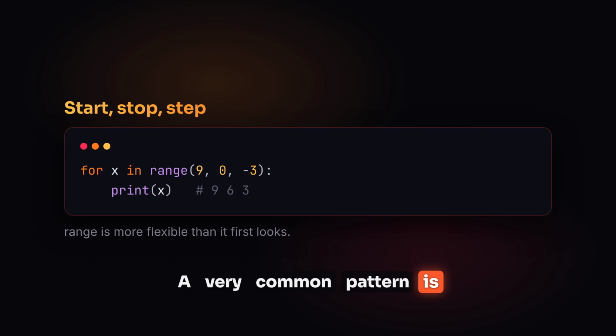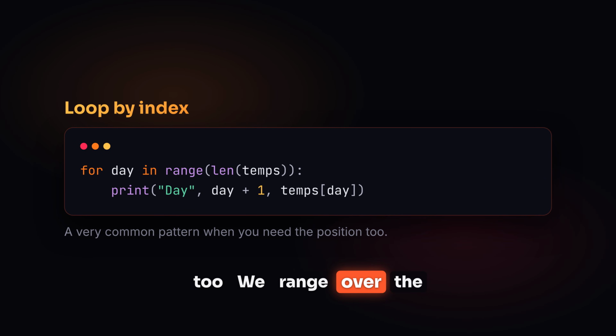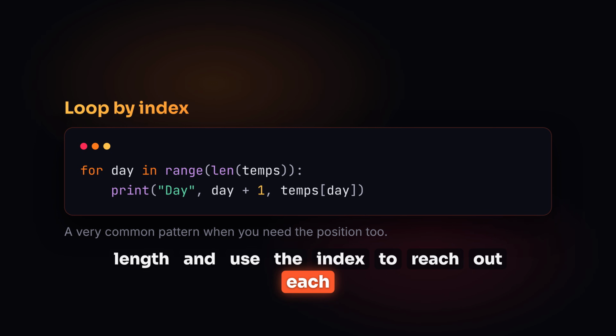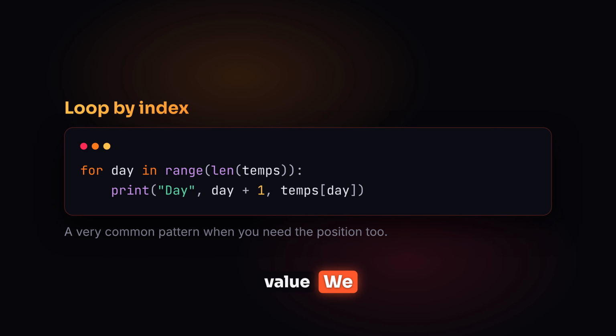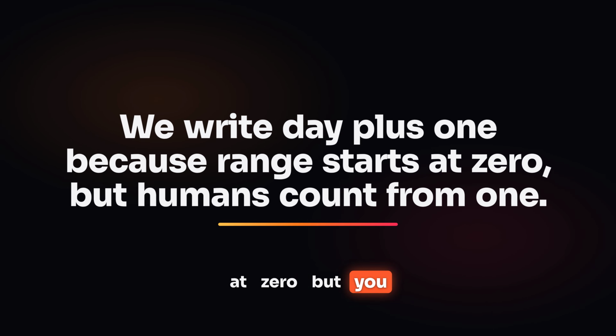A very common pattern is looping over a list by index, so you know the position too. We range over the length and use the index to reach each value. We add 1 to the day because range starts at 0, but humans count their days starting from 1.